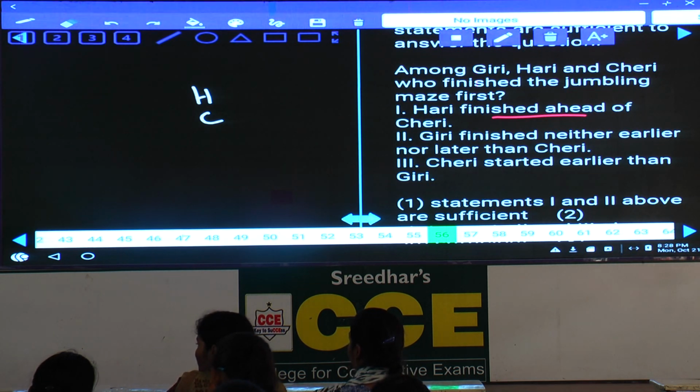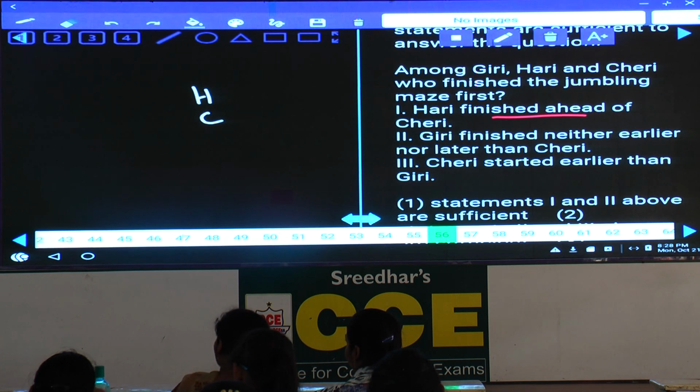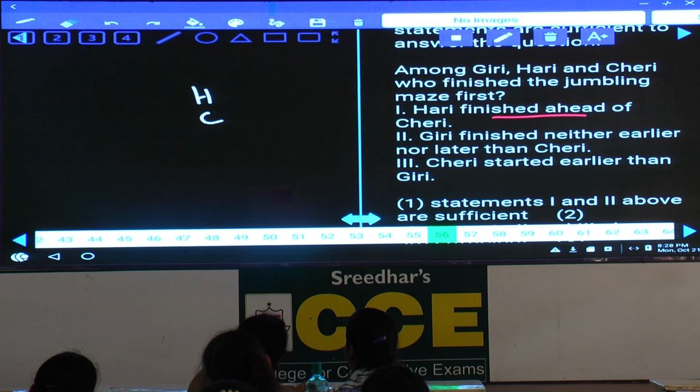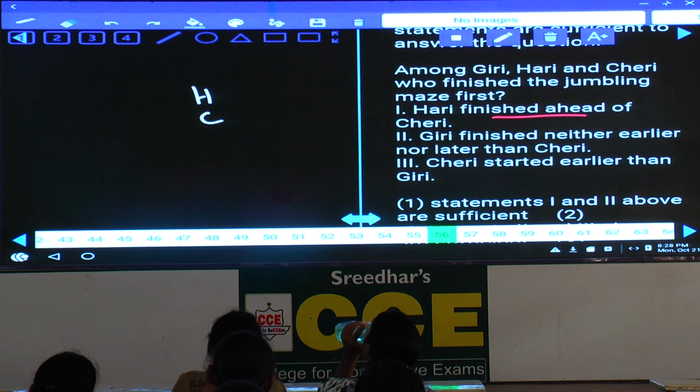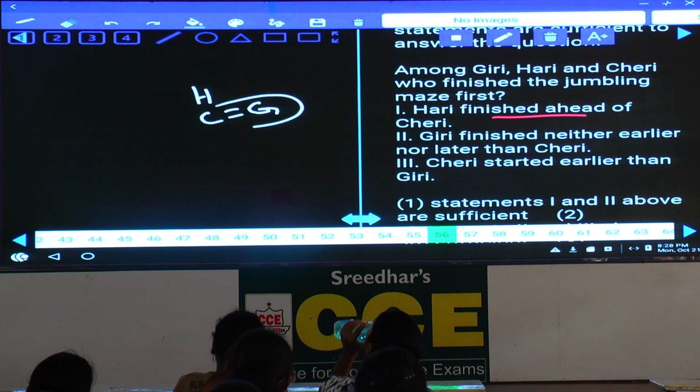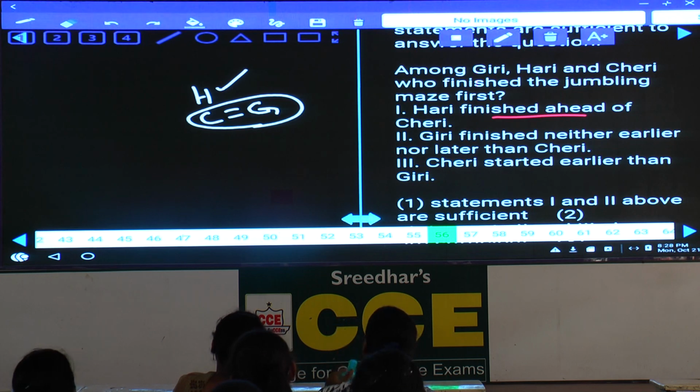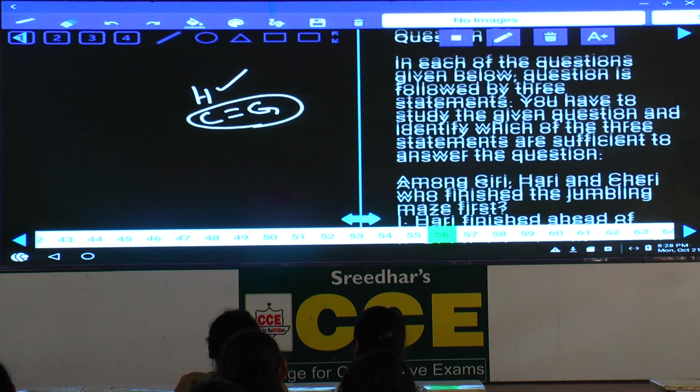What are the statements here? Then two statements: 1 and 2, 1 and 3, in the same order. Now 1 and 2. Hari finished ahead of Cherry. Giri finished neither earlier nor later than Cherry. Not behind and not ahead, so both the persons have completed at the same time. As Giri and Cherry completed at the same time, who has completed first? Hari has completed first. Are you getting the answer or not? Only 1 and 2 is sufficient. Only 1 and 2, that is choice 1.